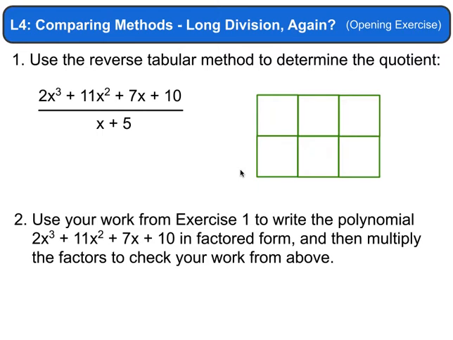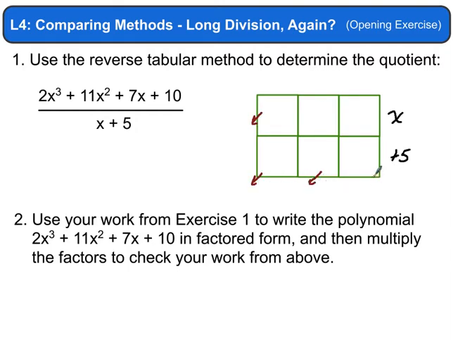It says use reverse tabular method to determine the quotient. So if we're doing that again, of course, you might want to pause the video and try it and see if you can do it on your own first. If you're not sure about it, we can go ahead and get started and then roll with it. We're going to put our divisor here on the side. So we'll put x, and then we'll put plus 5.